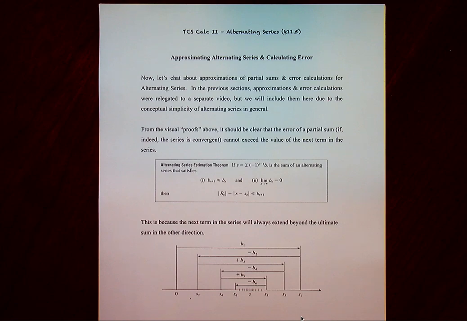In the first video on alternating series, we talked about convergence and divergence of those series, and it was a pretty easy test to use. There were simply two criteria. One was that each successive term, b sub n plus 1, needs to be less than or equal to the preceding term b sub n, and b sub n, as n goes to infinity, needs to go to 0. If those two things are satisfied, then we have a convergent series.